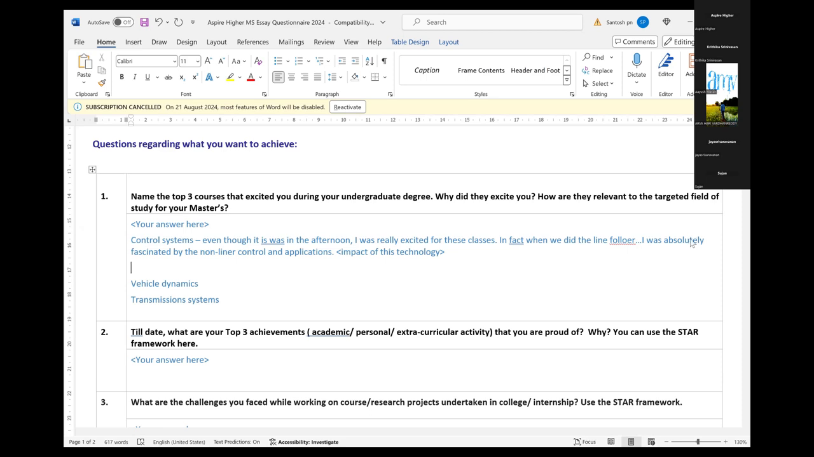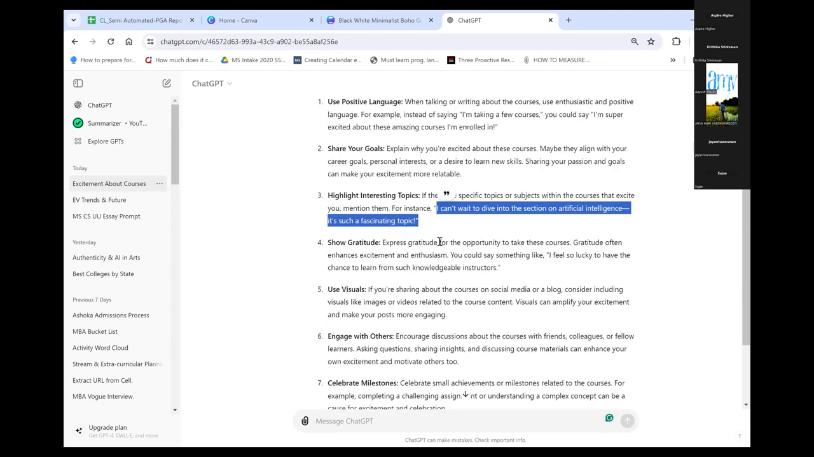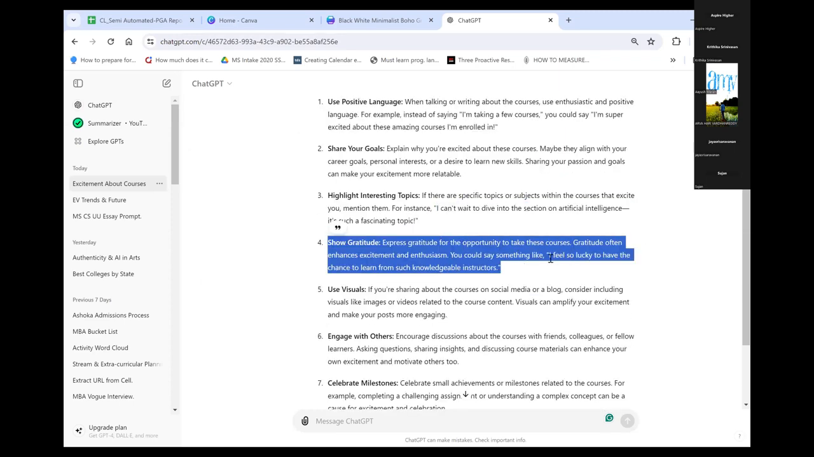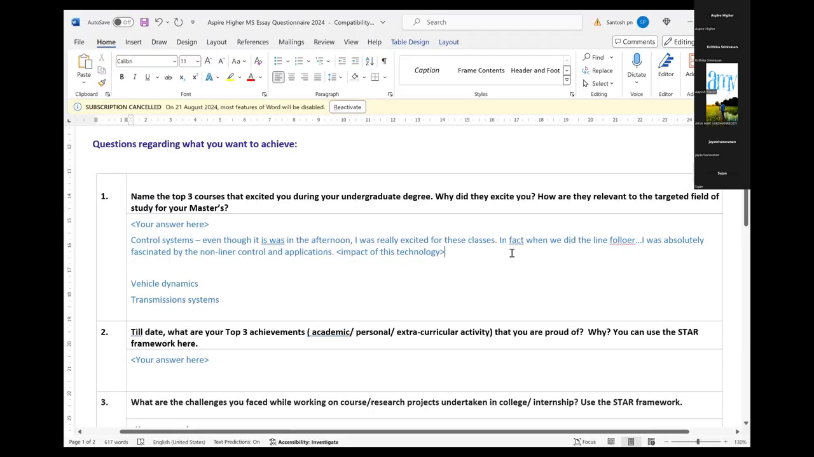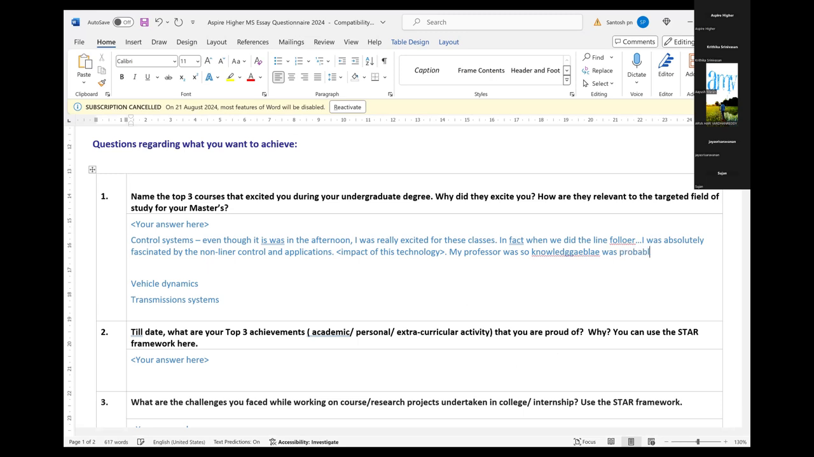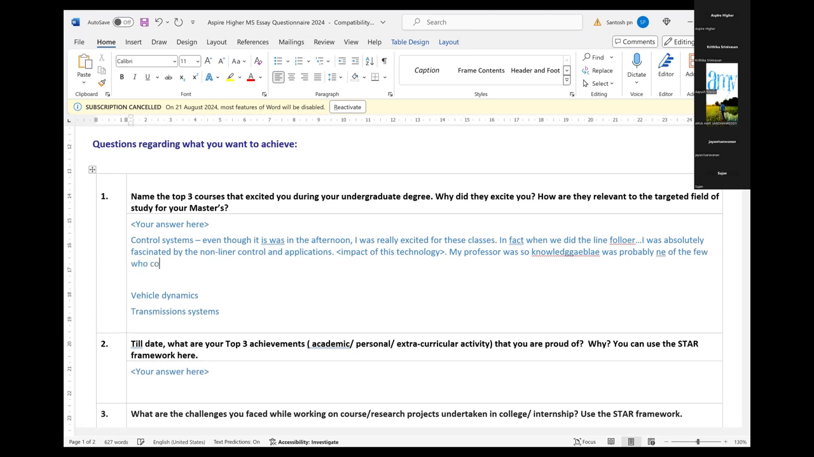So let's go back here. Express gratitude for the opportunity to take these courses. I feel so lucky to have the chance to learn from some knowledgeable instructors. So can I write about my professor? Yes, I can, right? I would say that my professor was so knowledgeable and was probably, guys, ignore my typos, one of the few who could connect the advanced to the first principle. So that is why I really liked him.